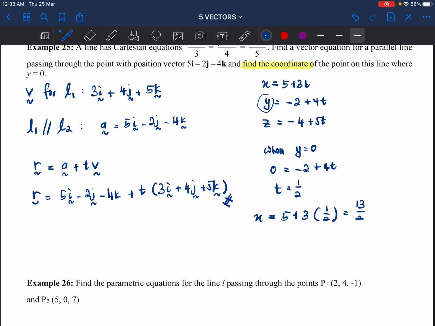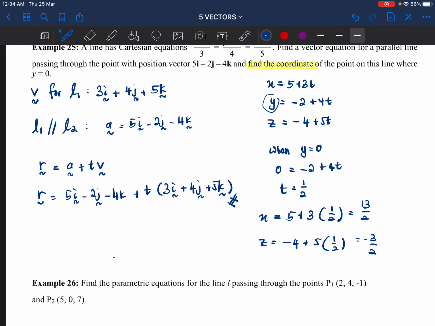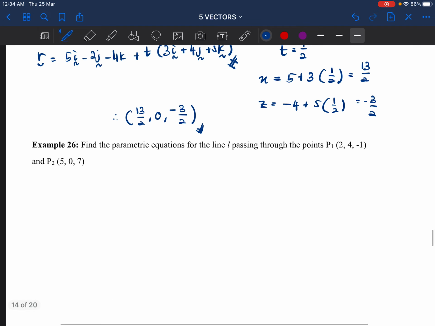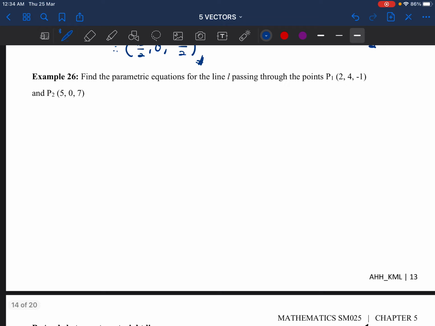And y obviously equals to 0. So z kita is equals to negative 4 plus 5 times 1 over 2, which is equals to negative 3 over 2. So kita tahu coordinate kita is x is 13 over 2, y is 0, z is negative 3 over 2. So ini ialah coordinate of the point on this line, okay, where y equals to 0. So itu example 25.